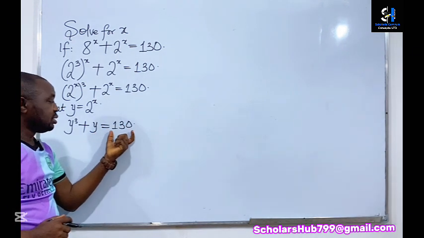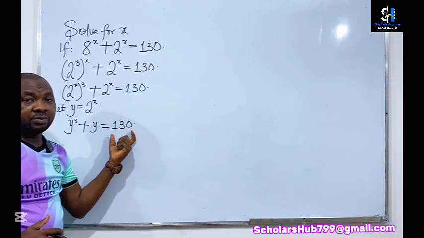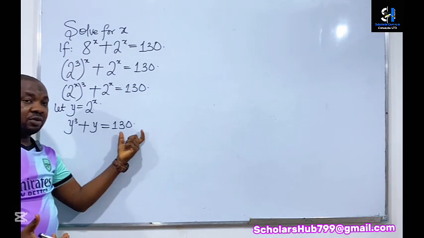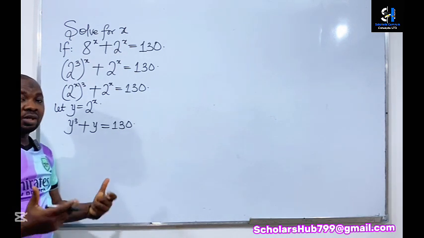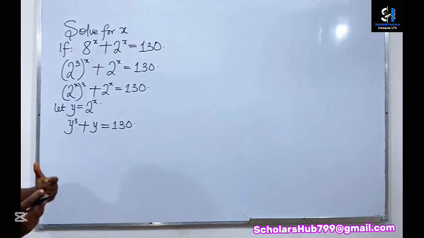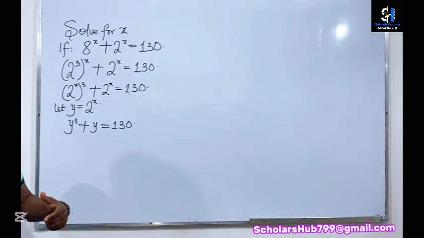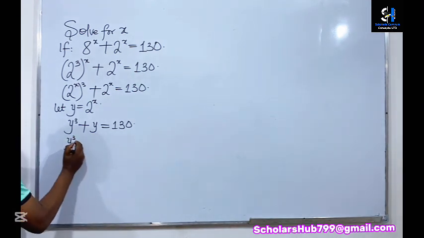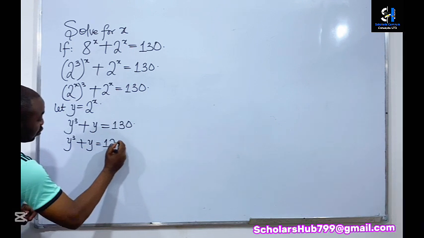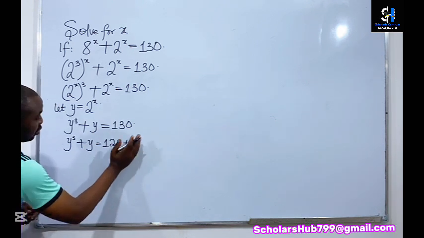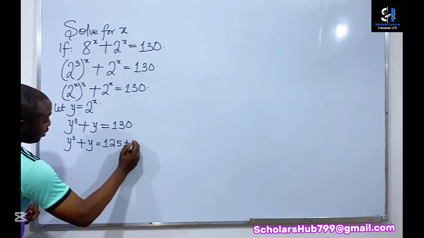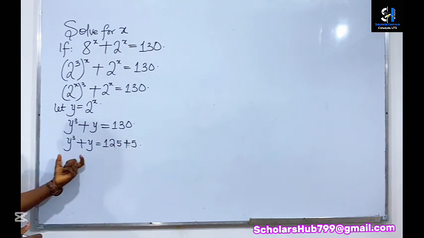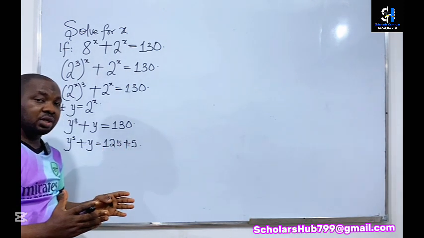Now, I can write this in expanded form as the sum of 125 and 5. 5 is a factor of 125. Since 125 is a cube number, we know 5 to be a factor of 125. So this will be y raised to the power of 3 plus y equals 125 plus 5. In this case, I'm going to move everything on the right hand side to the left hand side so that we can have a cubic equation.